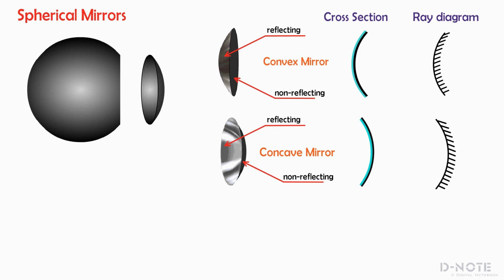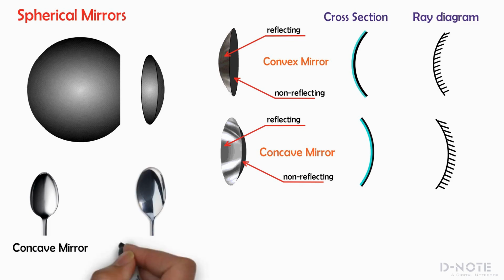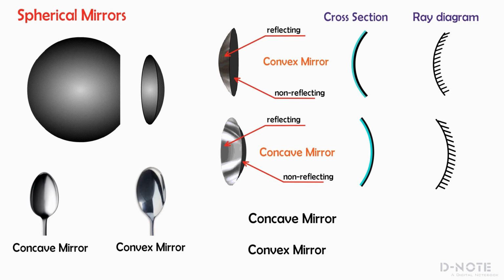Thus, we can consider the inner surface of a shining spoon as a concave mirror and the outer surface as a convex mirror respectively. Concave and convex mirrors are essentially parts of a sphere. Hence, concave and convex mirrors are together called spherical mirrors.